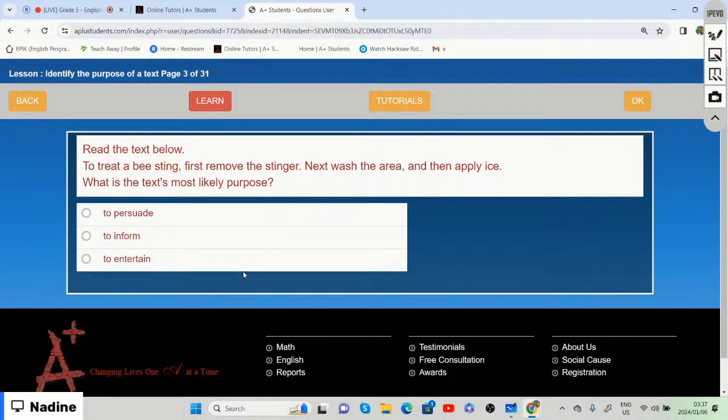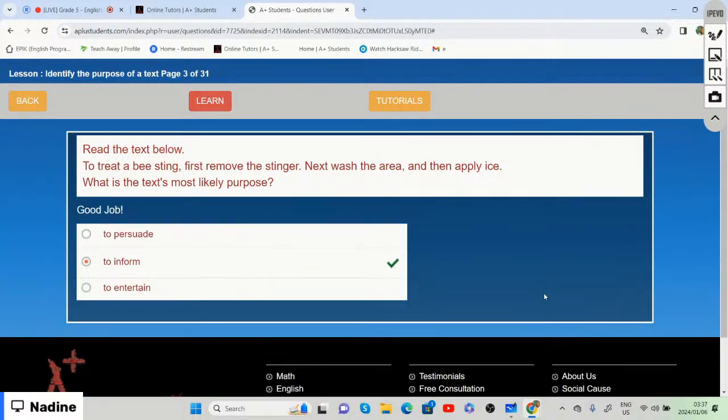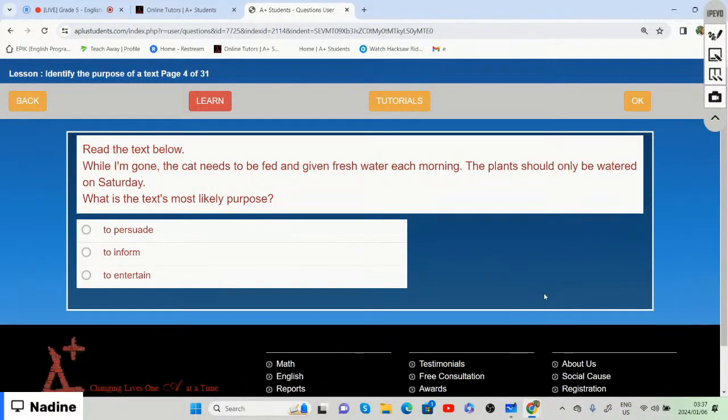All right, so if we want to answer the question as to what is the text's most likely purpose, then we can maybe say that they are trying to inform us as to what to do when a bee stings you. So well done. They are trying to inform us that if a bee stings you, then these are the steps that you need to follow without panic.